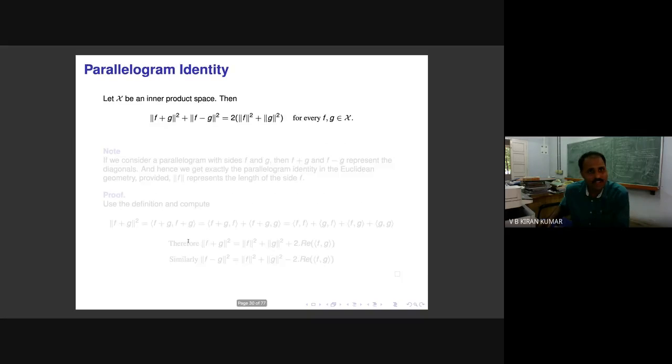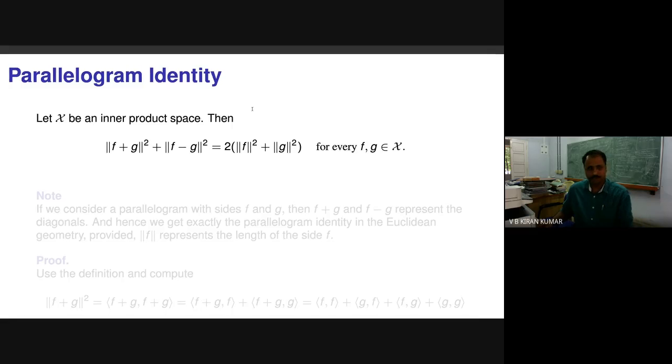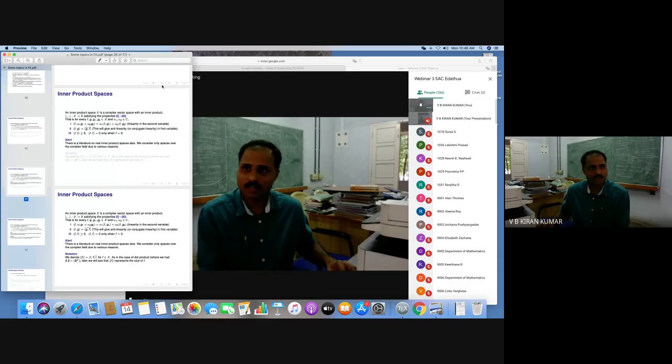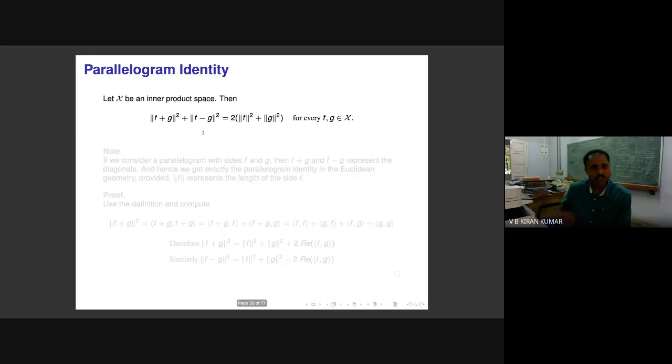Now let us prove the classical parallelogram identity. We have observed this for Euclidean geometry at the beginning. You start from an inner product space X, and f and g in X. Then norm f plus g squared plus norm f minus g squared is equal to 2 times norm f squared plus norm g squared. So this is the parallelogram identity.